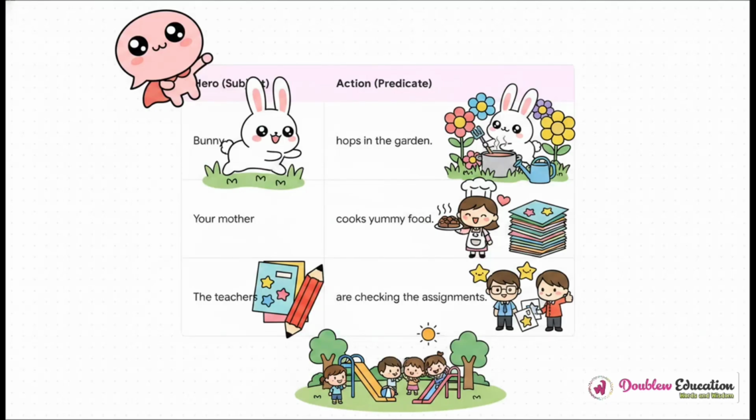And you can spot this pattern absolutely everywhere. Look at our chart. First we have Bunny, he's the hero, and the action is he hops in the garden. Now look at the next one. Priya's mother is the hero, and what's her action? She cooks yummy food. And last one, the children are our heroes, and their action is they play in the park. See? Every sentence has both parts.